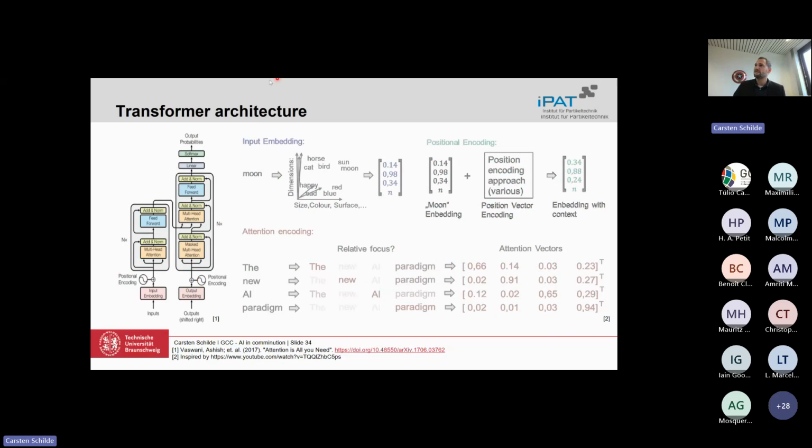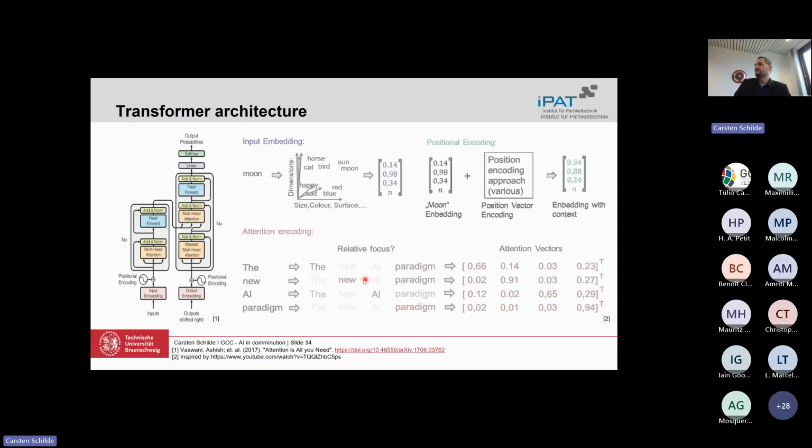This is shown here in principle on this slide. So we have the word vector, where similar words have similar vectors: horse, cat, bird, sun, moon. Then we have a positioning vector on top, which defines where this word is placed in the sentence. And then we need to relate different words to each other, and this is done by a huge matrix of probabilities. So these statistical vectors relate to each other in a huge matrix, and this also depends on the query we asked our system.